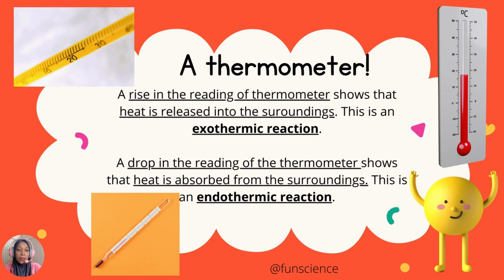Okay, the first one, a rise in the reading of thermometer shows that heat is released into the surrounding. So heat is released from the chemical reaction to the surrounding, causing the thermometer to show the rise in the reading, meaning that the water becomes hotter. So this is an exothermic reaction. Exothermic means the heat is released to the surrounding.